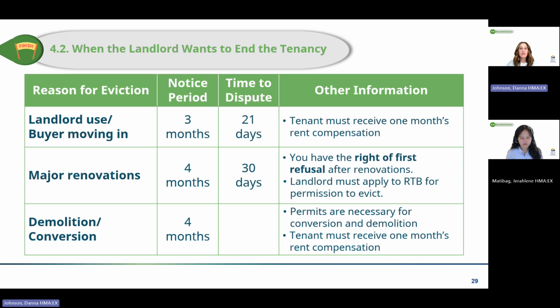The second is for major renovations, demolition, or conversion. For these situations, the landlord has to give you a 4-month notice and you have 30 days to dispute it. They also need to have all the necessary permits and approvals required by law, and they have to have plans to demolish the unit, convert it into strata lots, convert the property into co-op housing, or convert it into non-residential space like a commercial space. After the renovations, you would have first right of refusal, meaning you get the first chance to move back in if you want to.